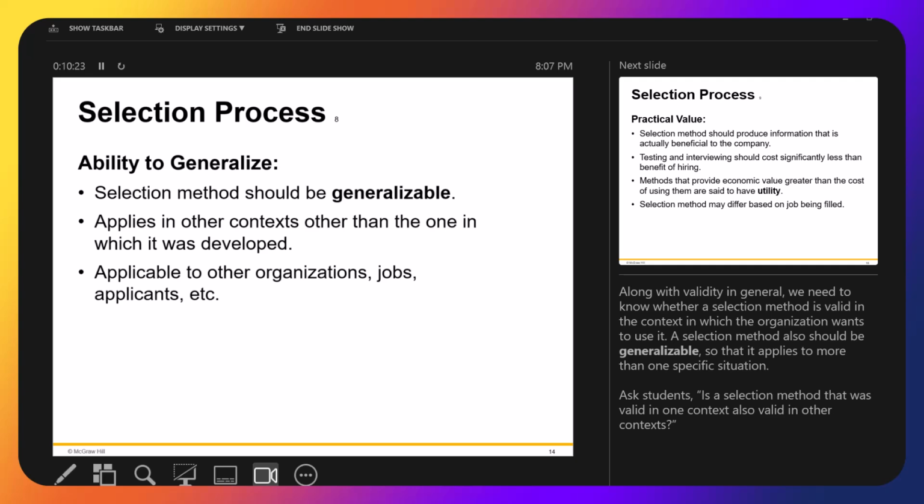Ability to generalize. A selection method should be generalized. Applies in contexts other than the one in which it was developed. Applicable to other organizations, jobs, and applicants. So let's say that you have 10 different jobs, but you have a generalized selection process that you can use for all 10 of them.